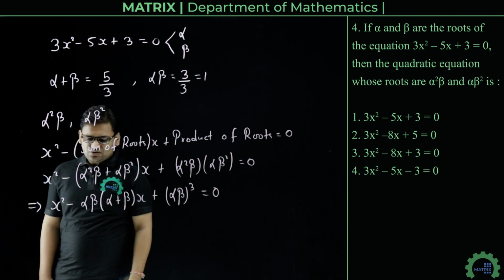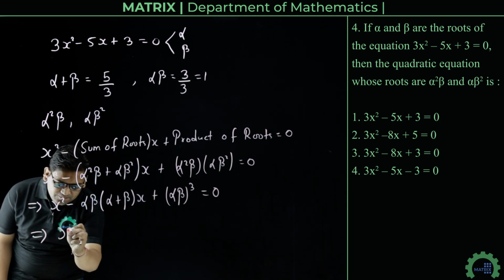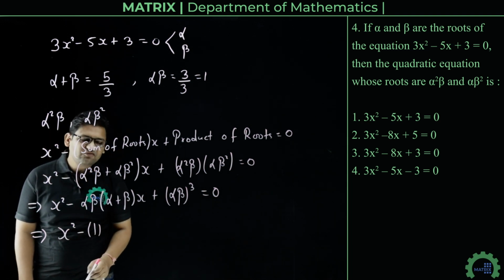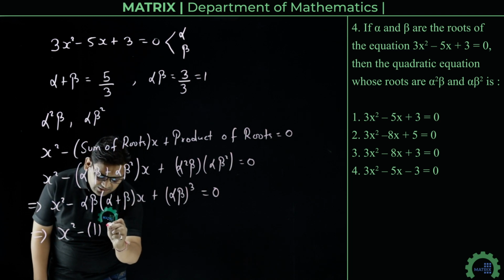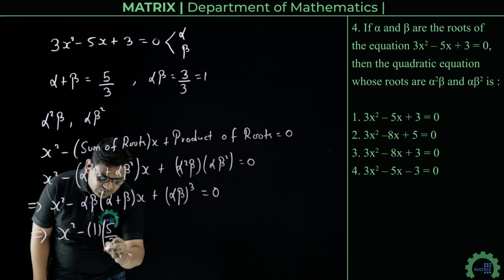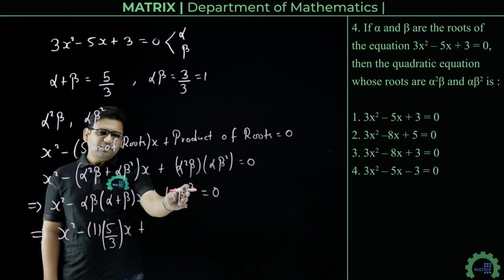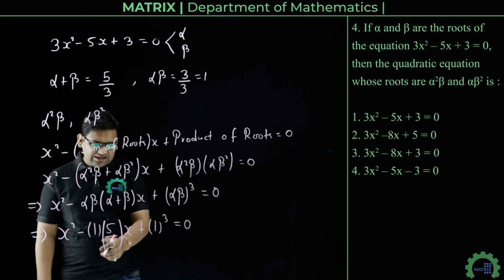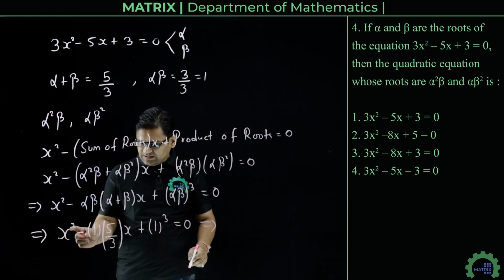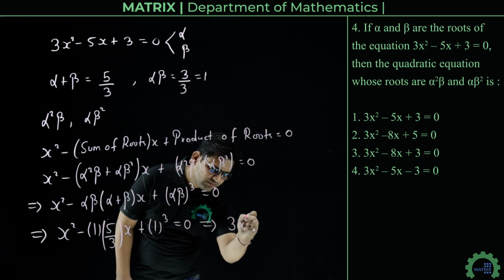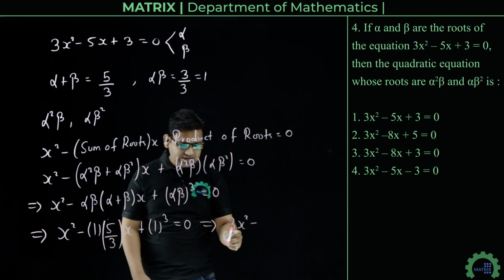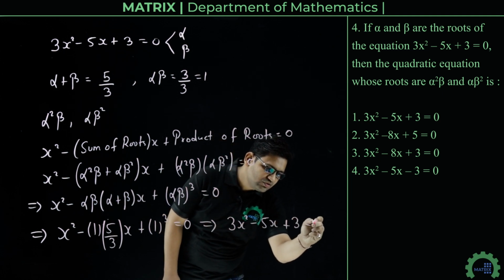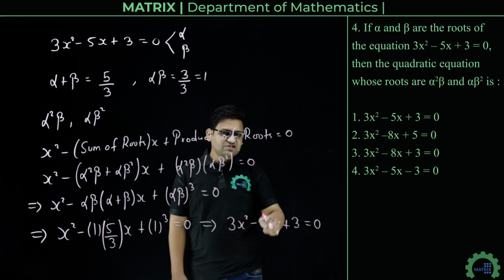And here we know the value of alpha plus beta is 5 by 3 and alpha beta is 1. So on substituting values, x square minus alpha beta, that is 1, into alpha plus beta, that is 5 by 3, into x plus alpha beta whole cube, that is 1 cube, equals to 0. On taking LCM, we can write this as 3x square minus 5x plus 3 equals to 0. So option number first is the right answer.